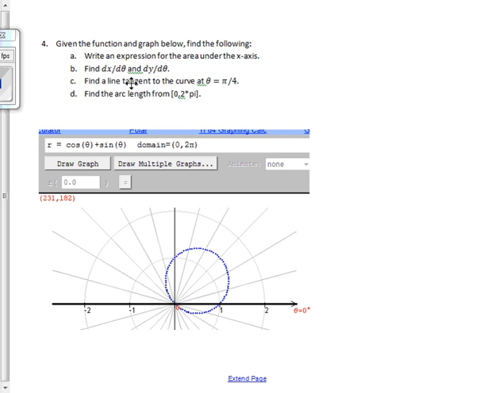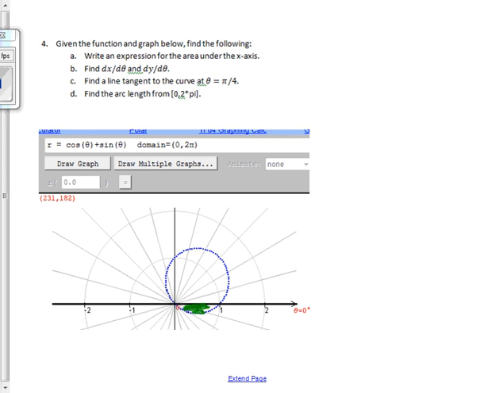So this is looking at a polar defined graph, and the first question says find the area underneath the x-axis. So we're trying to find this area here. Before we get into this problem, whenever you're doing polar graphs, I think it's helpful, for me at least, to quickly think about what the graph is going to look like.